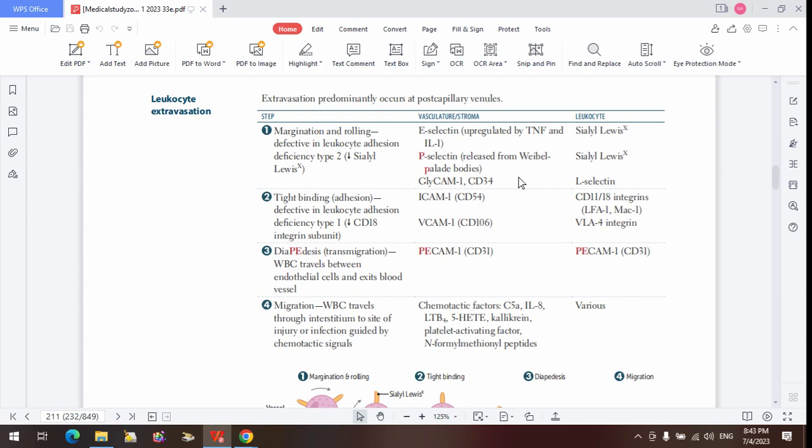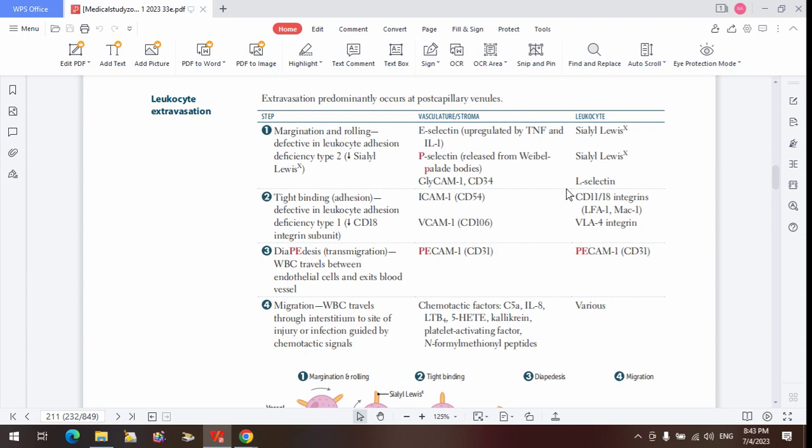So what is the last selectin? The L-selectin. This L-selectin is not located on the endothelial cells like E and P-selectin. L-selectin is located on the leukocyte. Now, if we are saying there's a selectin and we are calling it a receptor, that means that it must have a ligand. So we said the E-selectin and the P-selectin are located on the endothelial cells.